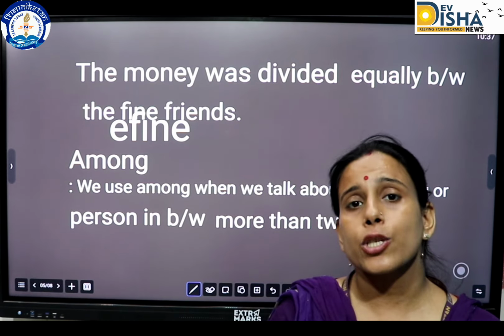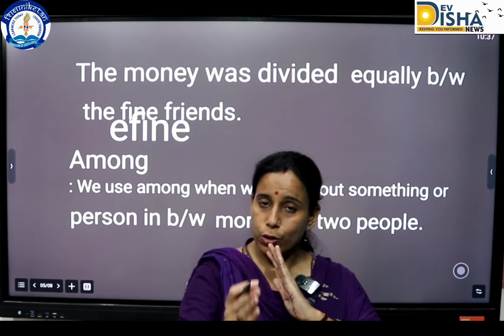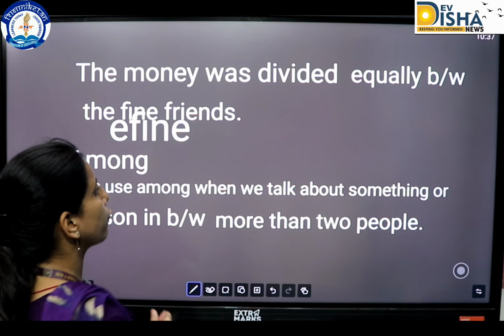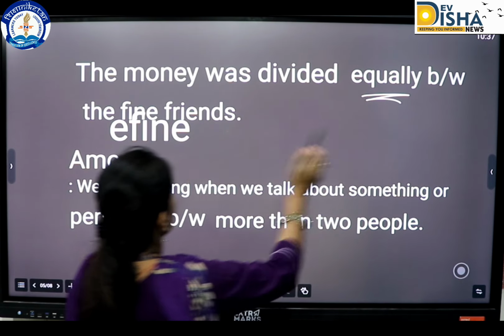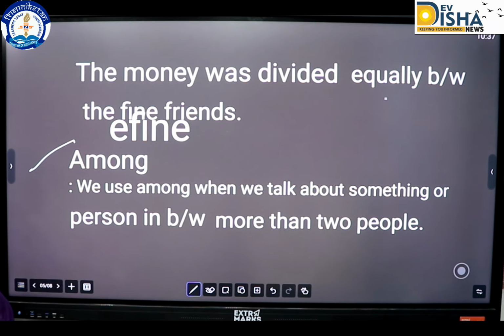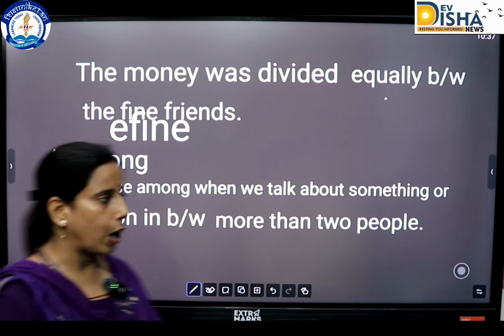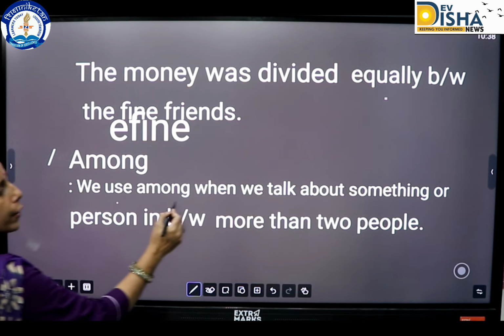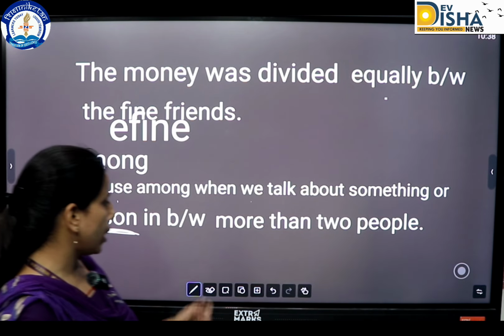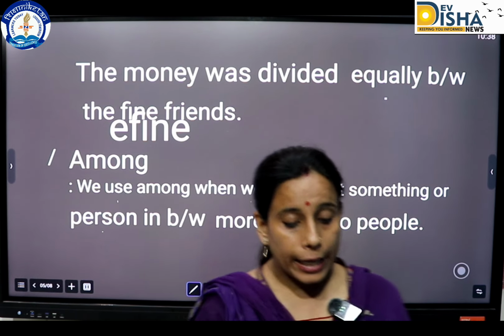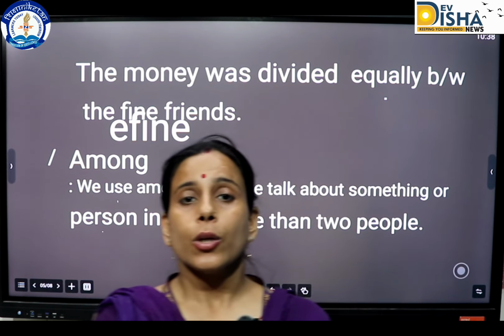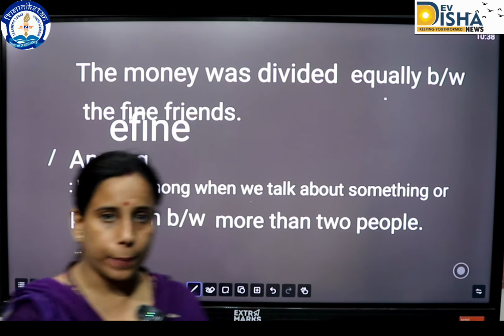When the number is shown, when it is a face-to-face, one-to-one conversation, at that time I have to use between. See, between the 5 friends. Now we are going to talk about among. See, we use among when we talk about more than two people. It means we use among when there are more than two people, or more than two situations.